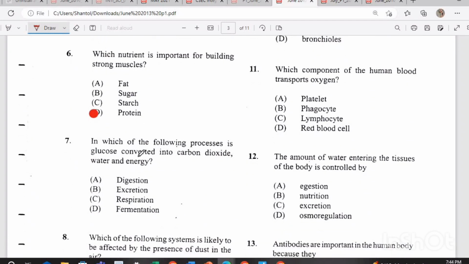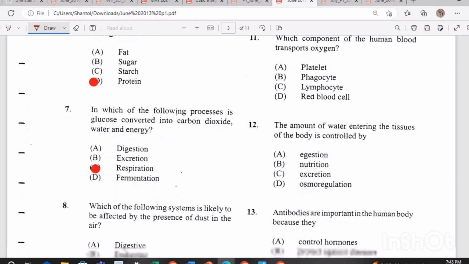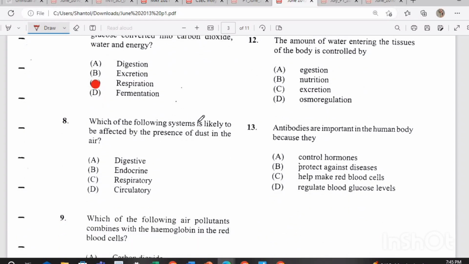Question 7. In which of the following processes is glucose converted into carbon dioxide, water, and energy? In this case, the answer would be C, respiration. Question 8. Which of the following systems is likely to be affected by the presence of dust in the air? Is it the digestive system, the endocrine system, the respiratory system, or the circulatory system? The answer is C, the respiratory system.